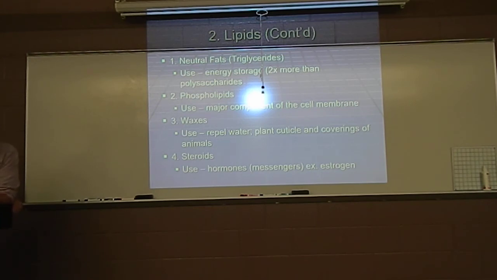Phospholipids are the major component of cell or plasma membranes. We will talk about that in chapter 5 more in depth. Waxes are surface coatings that repel water. Plants, like especially cacti, have this thick wax coating that keeps their water in the plant.